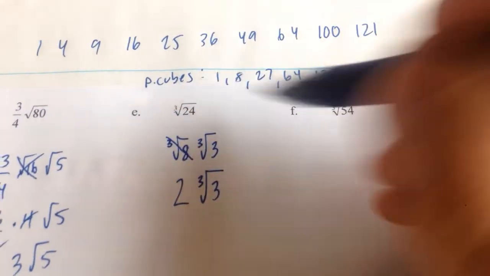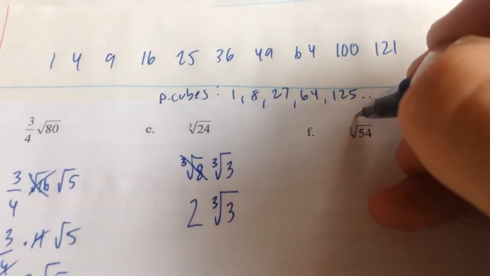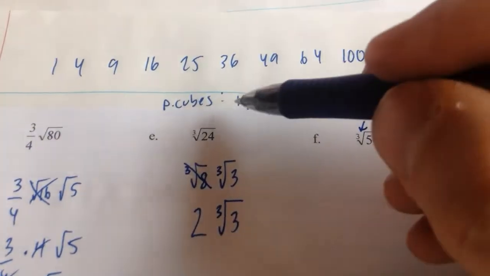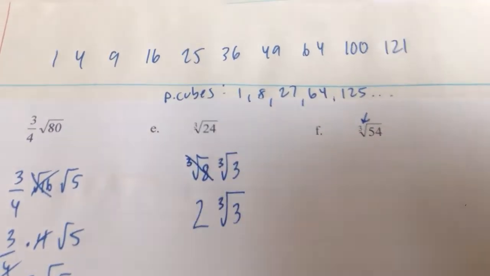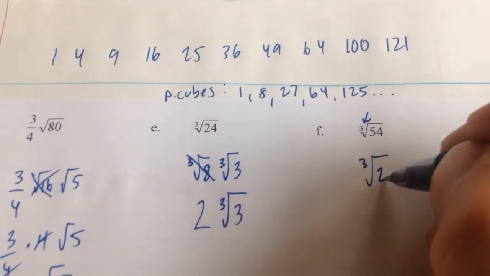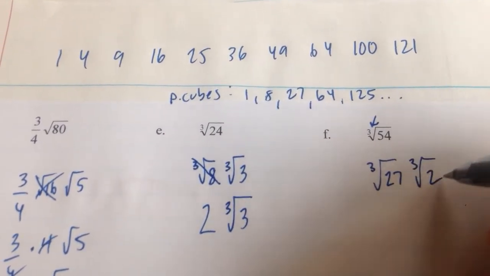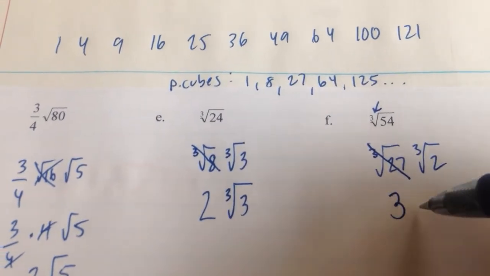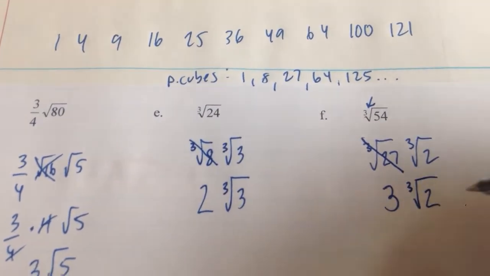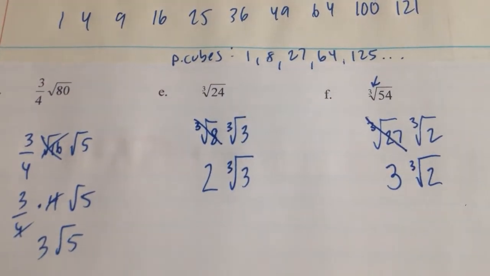Which of these numbers, again, on my perfect cube list, I'm doing cubes because this index is 3. Which number on this list is a factor of 54? We say 27. The cube root of 27 is 3. And 2 is not a perfect cube, so we leave it like that.